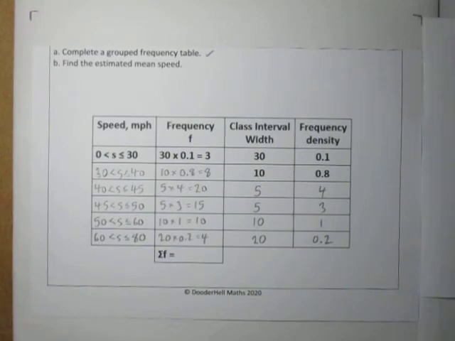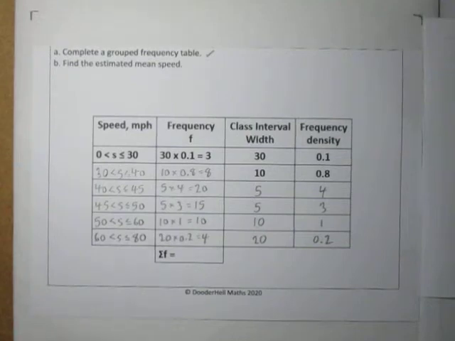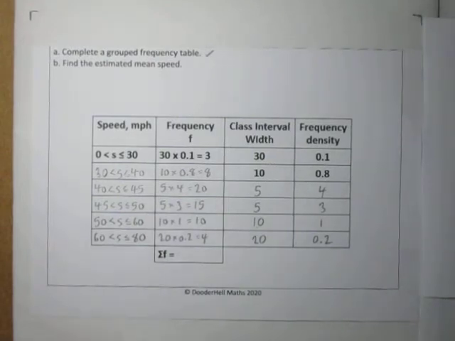Now what I want to do is find the estimated mean speed. If we think back to lesson 2 in week 1, where we had to find the mean from a grouped frequency table, we know that this means we need to do a couple of things. We need to take the midpoint of each group and multiply that by the frequency. I'll explain why once we've done that.